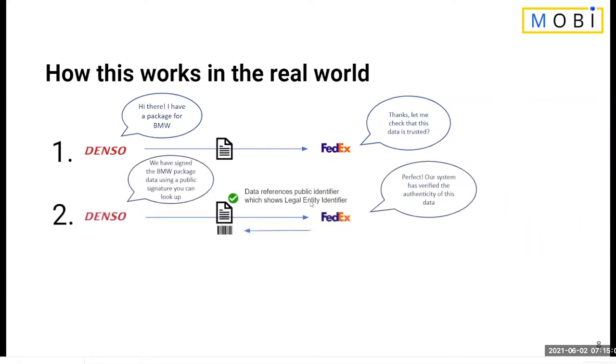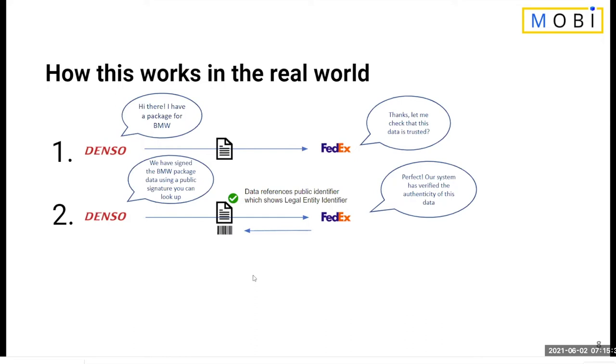And then Denso goes, "Well, we have signed the BMW package data using our public signature, so you can look that up." So FedEx will go, "Oh, great. We'll go look that up, check the digital signature." And they could read the digital signature, for example, from a QR code on a label. That's entirely possible. And then verify it online.